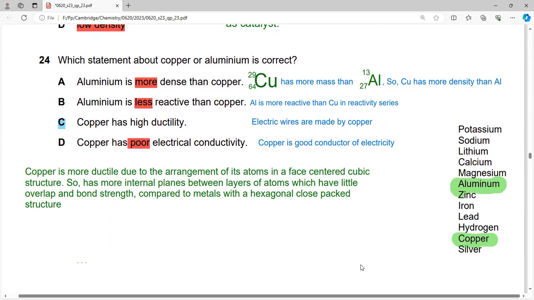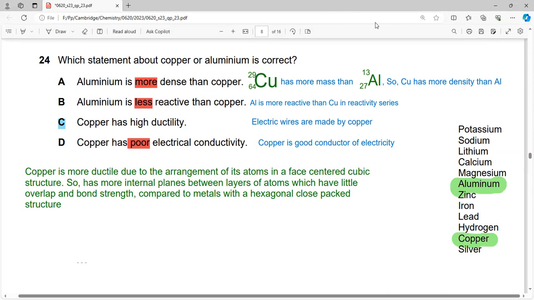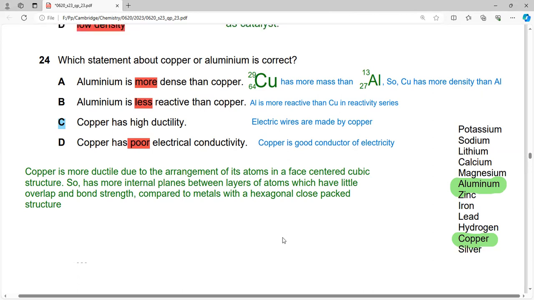We're going to move to question number 24. Which statement about copper or aluminium is correct? Aluminium is denser than copper. You can see that aluminium has a mass of 27, while copper has a mass of 64, so copper is greater than aluminium. We can see that copper contains more mass compared to aluminium, so you can say copper is denser than aluminium. So that's why A is the wrong option. Now, aluminium is less reactive than copper. That's a wrong statement.